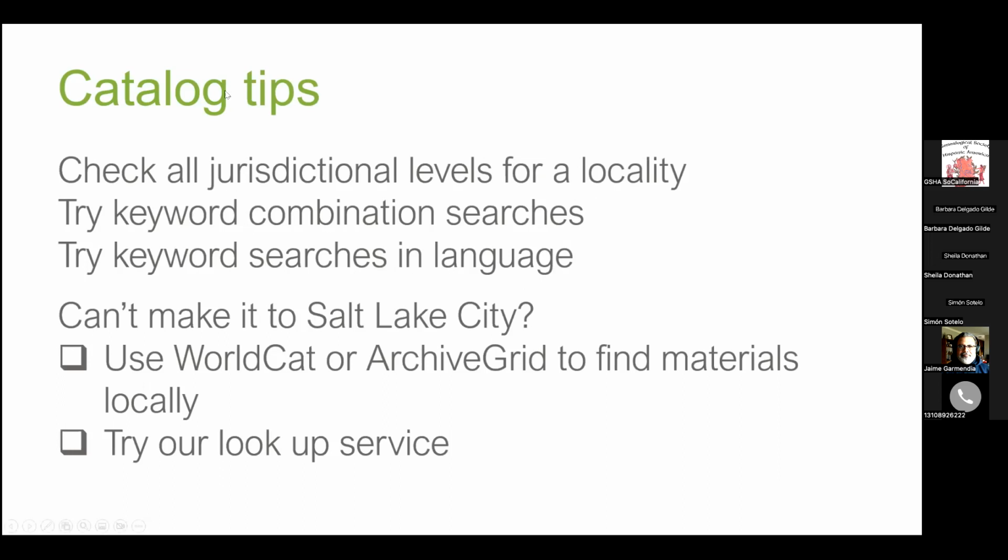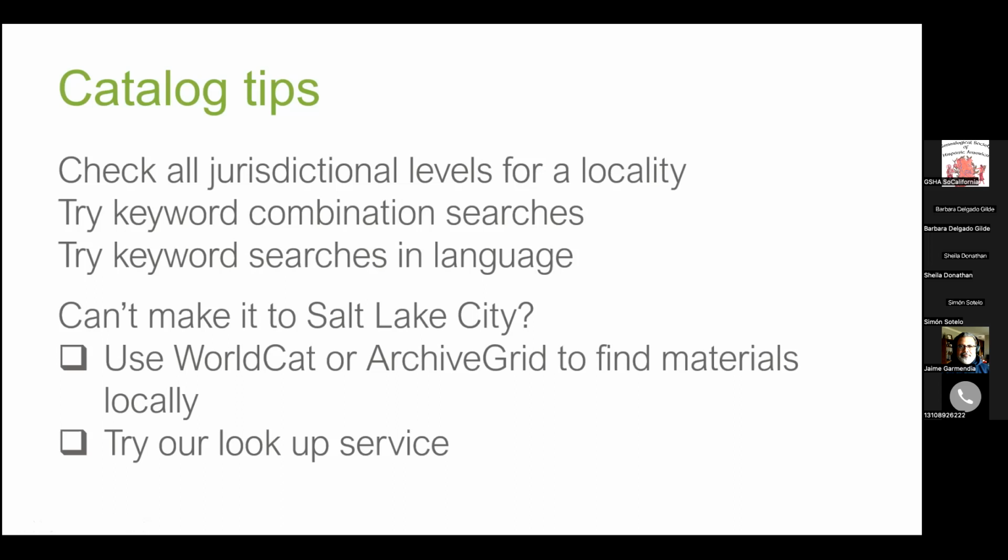Be sure and check, these are your catalog tips, be sure and check all the jurisdictional levels for a locality. So if you think about record keeping here in the United States, we have federal census, we have federal taxes, we have state taxes. Sometimes we have city or county taxes. All of those are different entities in different jurisdictions. We also have, maybe we have a county level for some records, and then we have a parish church level. So always check the different jurisdictional levels of your locality so you see what else might be available.